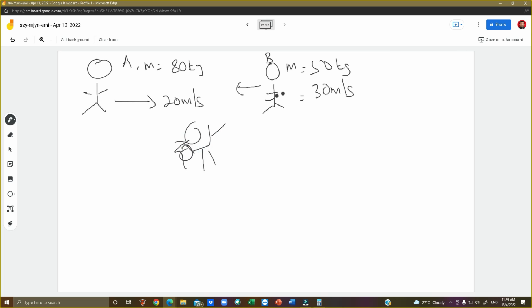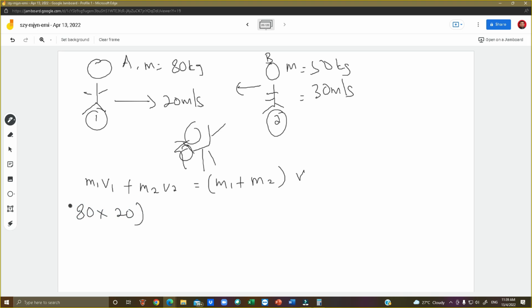To solve this one, you are going to use the principle of momentum conservation equation. It will be like this: m1 v1, this will serve as 1, this will serve as 2, plus m2 v2 equals (m1 plus m2) V. Kita selesaikan satu-satu. M1 80 kali dengan 20.